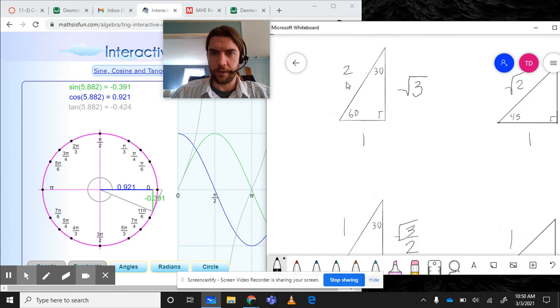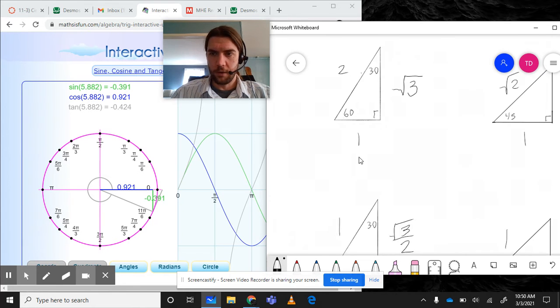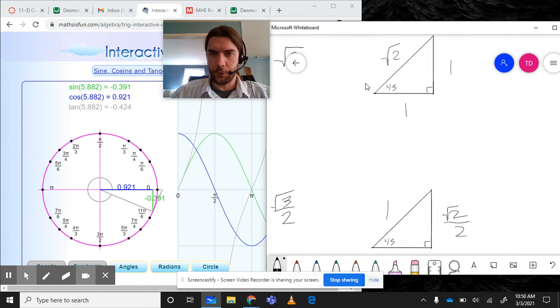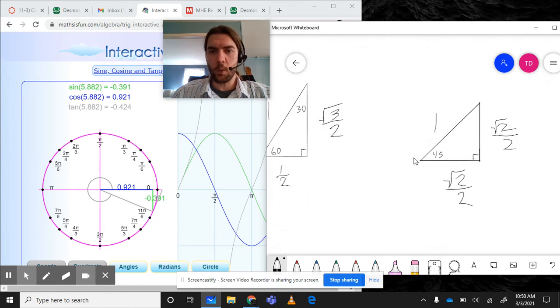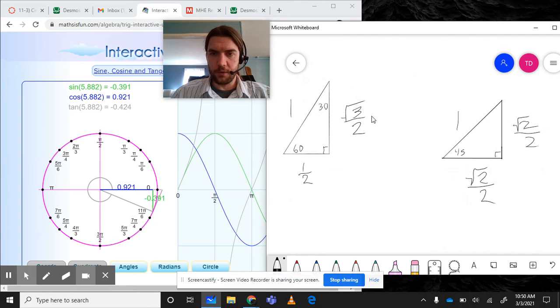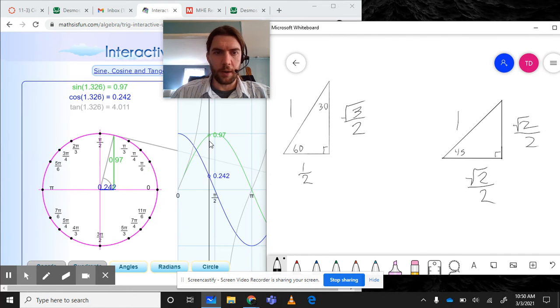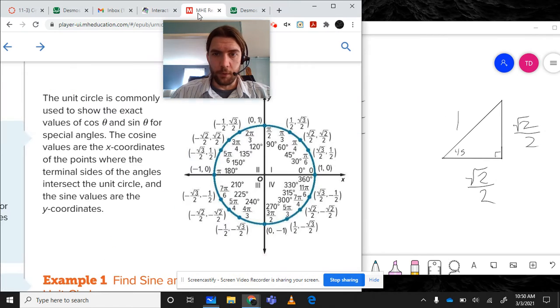So for this one, everything needs to get divided by 2. For this one, everything needs to get multiplied by the square root of 2 and then divided by 2. Okay, but then once you do that, you've got these 2 special right triangles that will help us figure out all our values. So for example, remember the first number is going to be your cosine of 30 degrees, your second number will be your sine of 30 degrees.